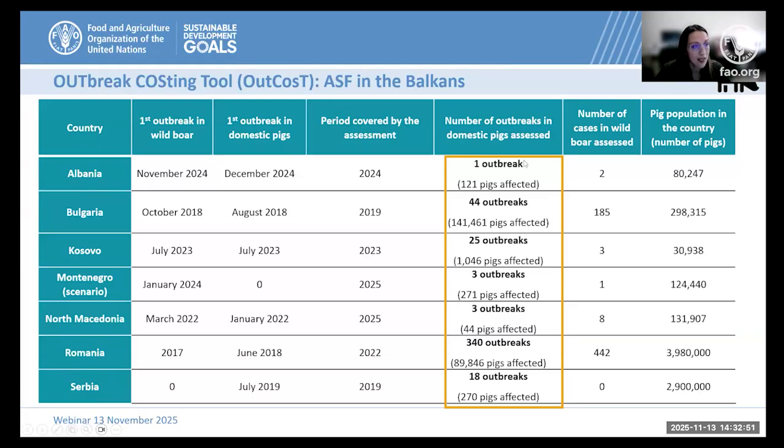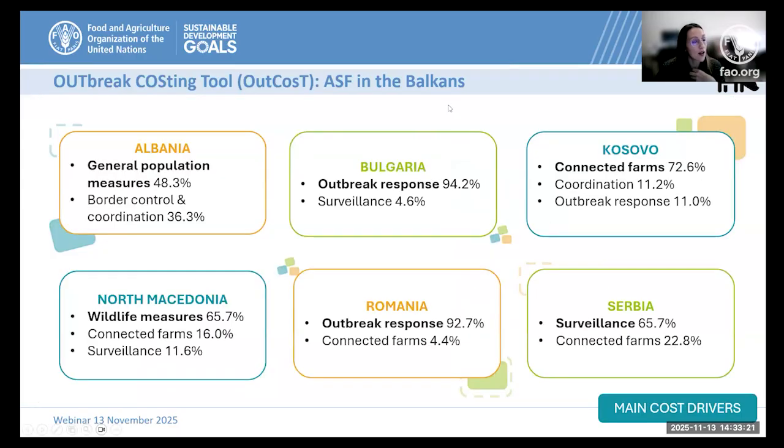And as you can see, the number of outbreaks per country differed widely, with, for example, Romania having 340 outbreaks and Albania only 1 outbreak. You can also look at the size of the pig population. It varies a lot. And we will see that these things will impact how countries implement their measures. So specifically for these countries, you can see a lot of differences in the main response they had.